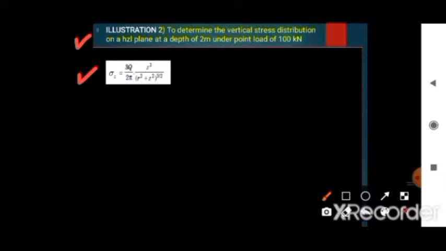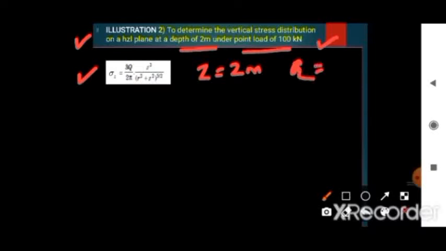Now let us understand what the given conditions in this illustration are. We have to determine the vertical stress distribution on a horizontal plane at a depth of 2 meter under a given point load of 100 kilonewton. So the depth is given, as well as the magnitude of the point load. Depth is nothing but z, so z is 2 meter, and the point load is nothing but q, which is also given here, 100 kilonewton.